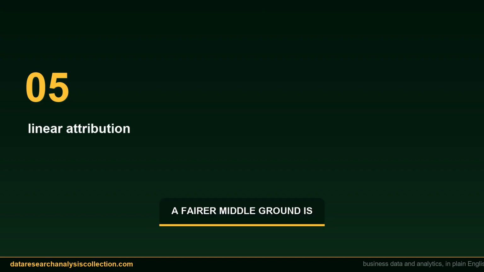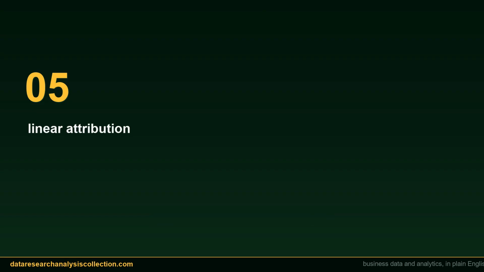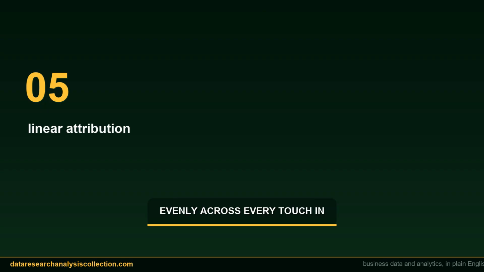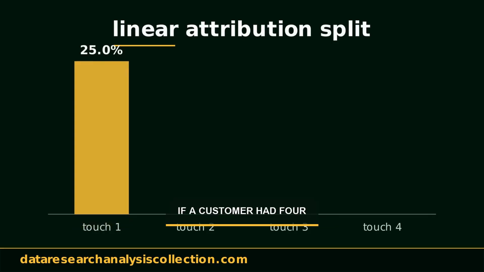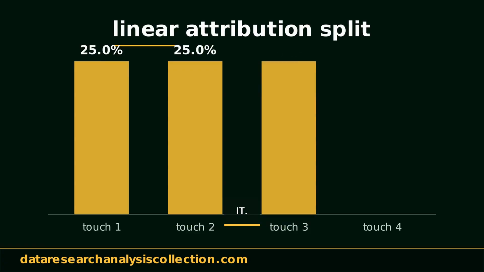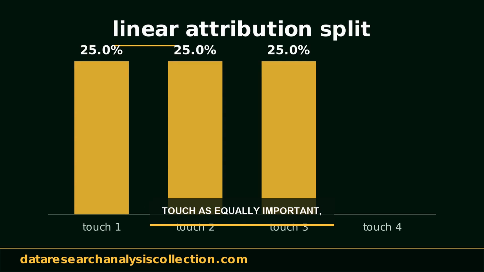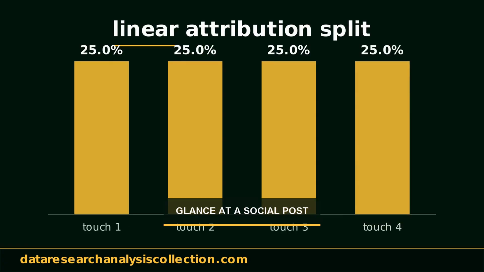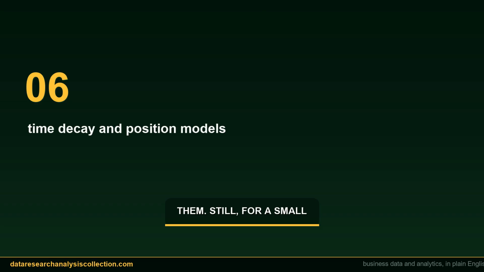Linear attribution. A fairer middle ground is linear attribution, which splits the credit evenly across every touch in the journey. If a customer had 4 interactions before buying, each gets a quarter of the credit. This at least acknowledges that the whole journey mattered, not just one end of it. Its weakness is treating every touch as equally important, when clearly some moments matter more than others. A throwaway glance at a social post is not really equal to the email that finally convinced them. Still, for a small business, linear is often a saner default than either extreme.